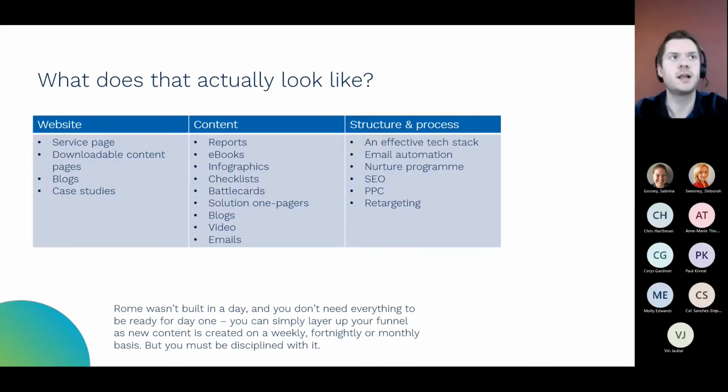So what does that actually look like in terms of how you're mapping things out? Obviously from a website point of view, you've got service pages, you might have downloadable content pages if you've done a report, and there's an example of a report you might do later on, ebooks, infographics, and anything that you think is worth someone giving their details for, absolutely gate it, put a form in front of it, and start to capture information. You're going to have blogs and case studies on the website.